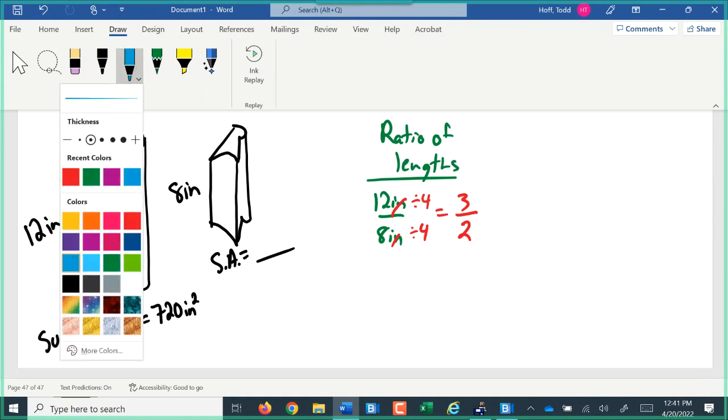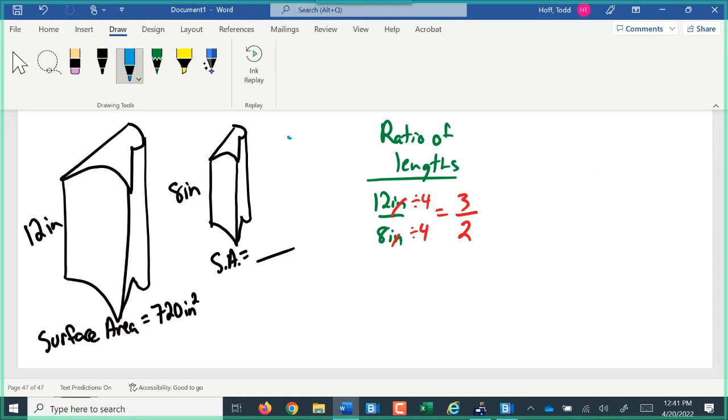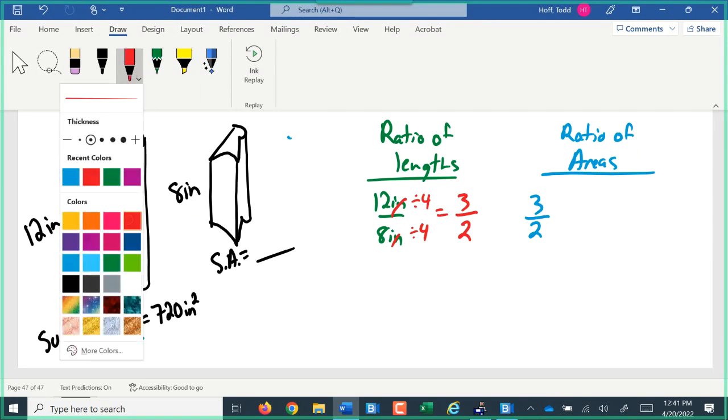Are we asked to find an area or a volume here? The area. A surface area, an area. So we need the ratio of areas. How do I find the ratio of areas from the ratio of lengths?